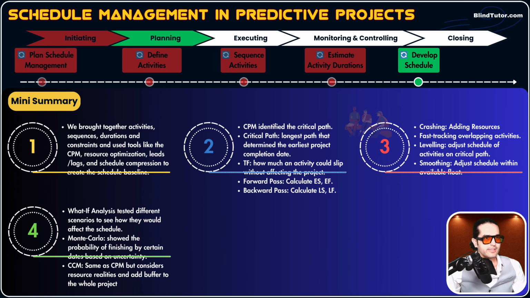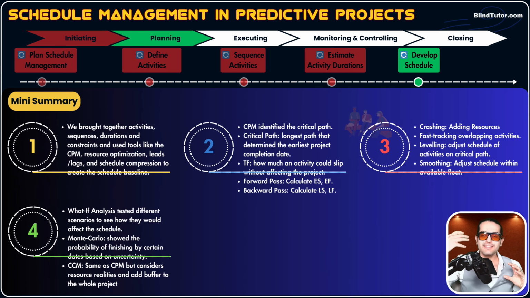And the other tool and technique is called CCM, critical chain method. What's critical chain method? Critical chain method has two characteristics, guys. When we do critical path method, we assume that the resources are unlimited. There is no limitation in resources. But critical chain method is critical path method considering the resource calendar. We consider the availability of resources.